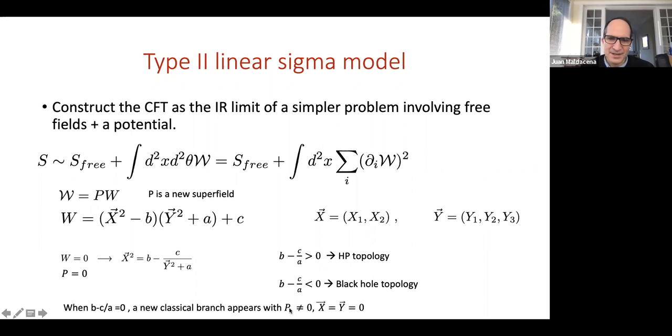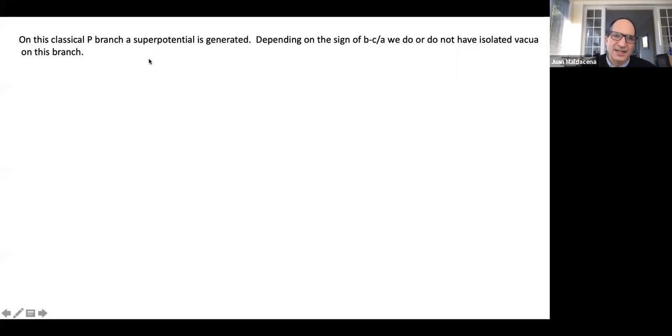So that seems to be related to the singularity. But the actual story is a little more complicated, because on this classical branch, actually a superpotential is generated. And depending on the sign of B minus CA, we either do or do not have an additional massive vacuum.